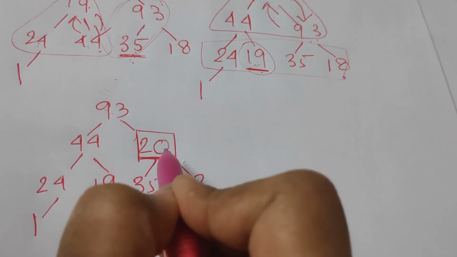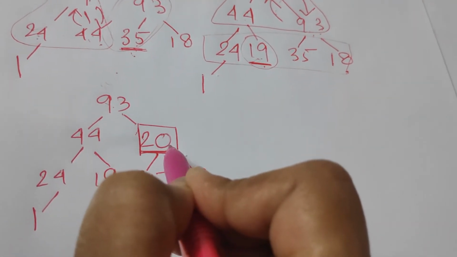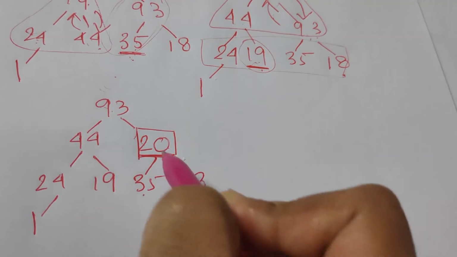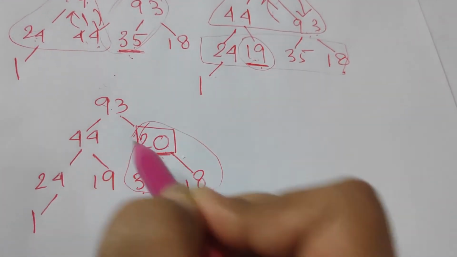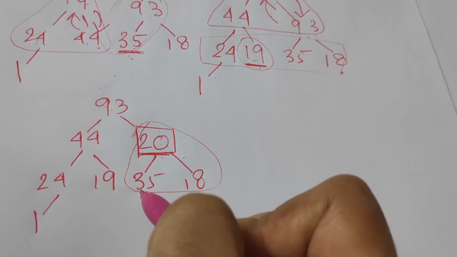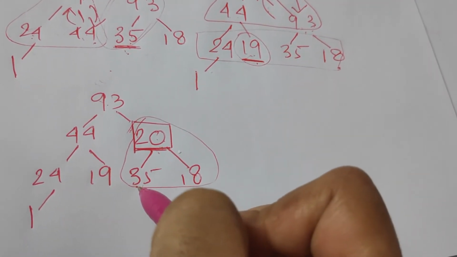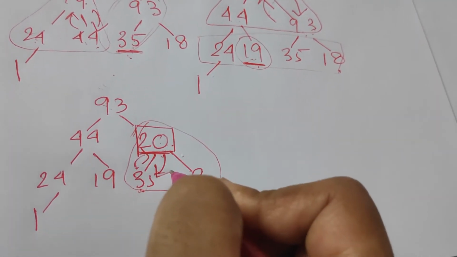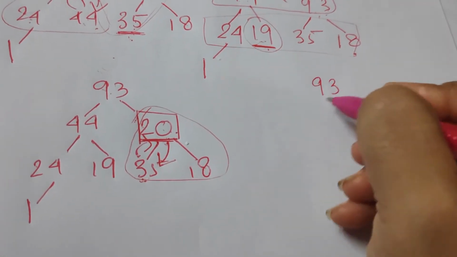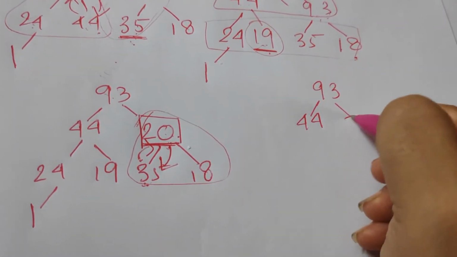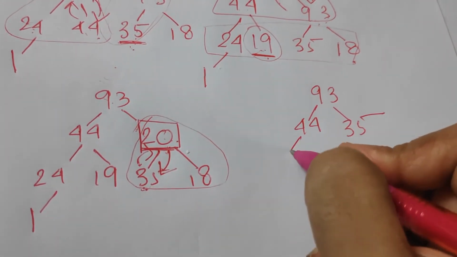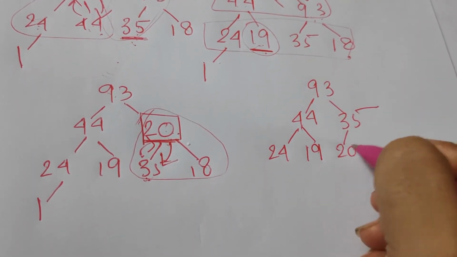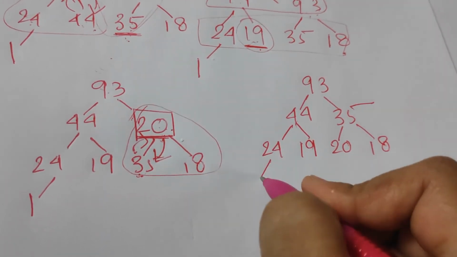max heap. But over here, when we try to verify, we see that 20 has its children as 35 and 18, and out of these three nodes, 20 has a child which is greater than 20. That means 35 is greater than 20. So we again have to swap. So it will become 93, 44 and 35 as children of 93, 24 and 19 as children of 44, 20 and 18 as children of 35 and 1.